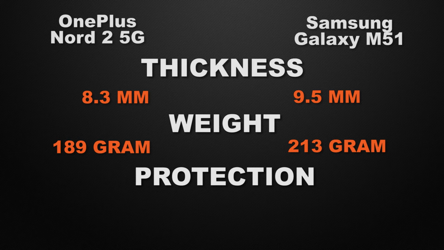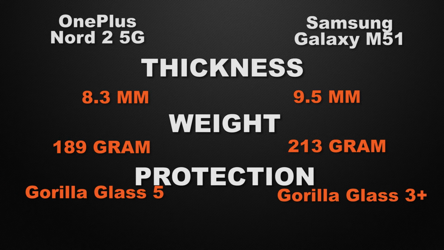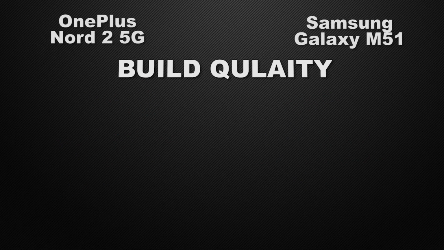And about the protective glass of the devices, Nord 2 has Gorilla Glass 5, whereas M51 has Gorilla Glass 3 Plus. So the winner here is Nord 2 because it has a newer generation of glass, which is more durable than its older generation. Let's talk about the build quality of the devices.